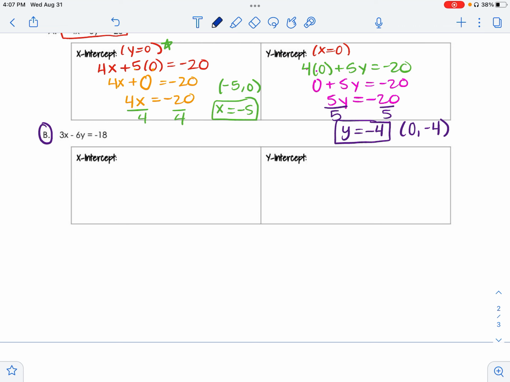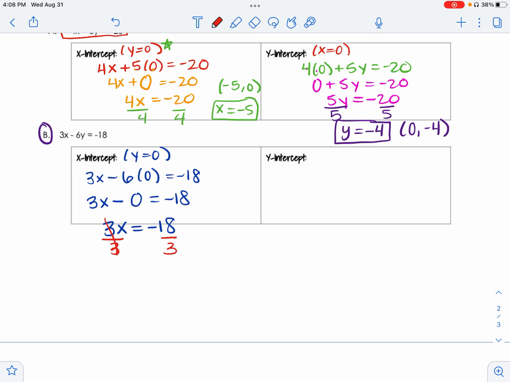All right, make sure you paused and tried it on your own. So remember, for the x-intercept, that's when y equals 0. So I'm just going to plug that in. I get 3x minus 6y, but plugging in 0 for y, equals negative 18. Starting to simplify, 3x minus 6 times 0 is 0, equals negative 18. 3x minus 0 is just 3x, equals negative 18. And then dividing to solve for x, I want to cancel out that 3. So divide both sides by 3, and x equals negative 6. Again, as an ordered pair, that would be negative 6 comma 0.